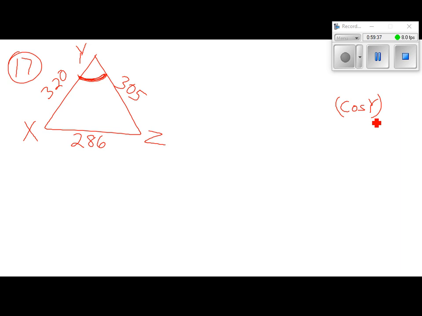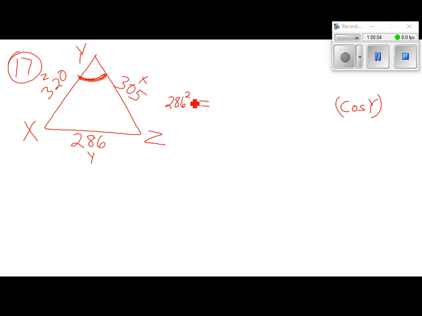And then, if we have that way over there on the left, what variable has to go over here? Little y squared. Well, what's little y this time? 286. Should I write them in here? So that's little y, what's this one again? Little x, and this one is little z. So 286 squared.